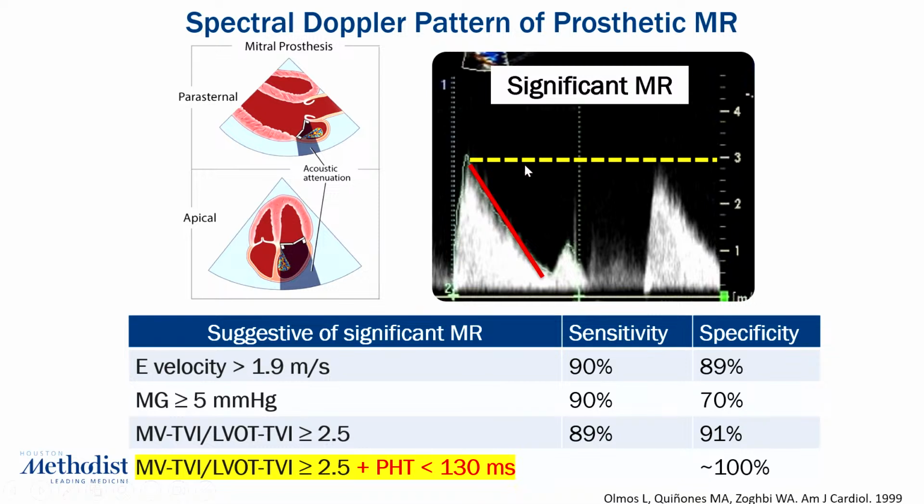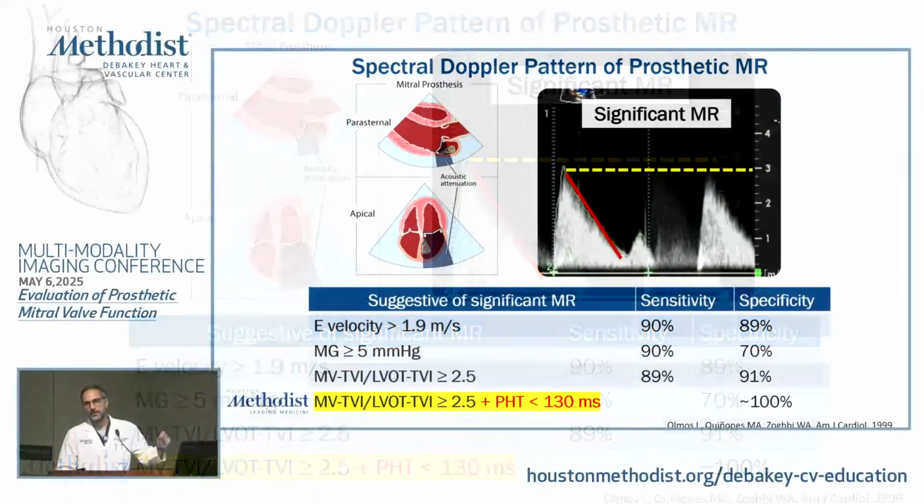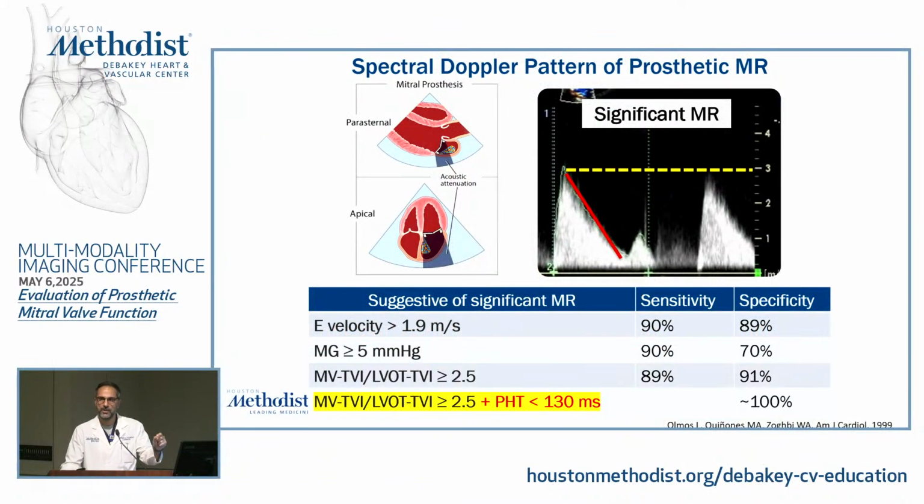So if you have mitral stenosis, the gradient is maintained, so that line, the red line here, the pressure half-time or deceleration time, is usually more horizontal, if you will. This has actually been studied in this institution by Dr. Zogby and Dr. Quinones back in 1999, looking at those features on TEE, and how well they correlate in terms of accuracy with prosthetic mitral regurgitation.